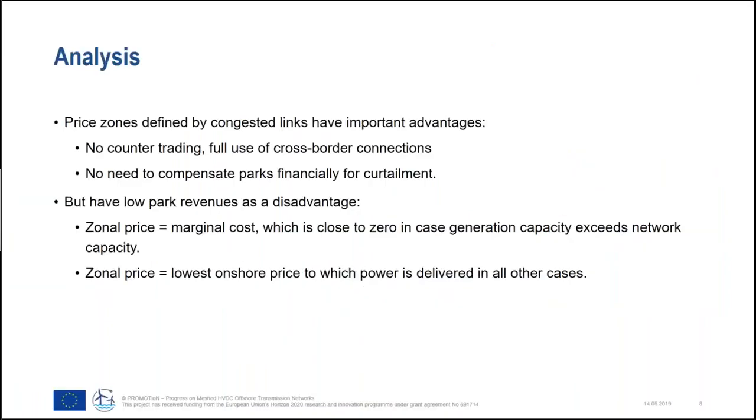So price zones, splitting the offshore wind grid into price zones, has some important advantages. No need for counter trading and no need to compensate parks financially for curtailment. Another advantage that we haven't talked about is if we have power to X offshore, for instance, power conversion to hydrogen, it also needs this kind of marginal cost pricing to provide efficient incentives for using the power conversion. The disadvantage is that the park revenues are lower.